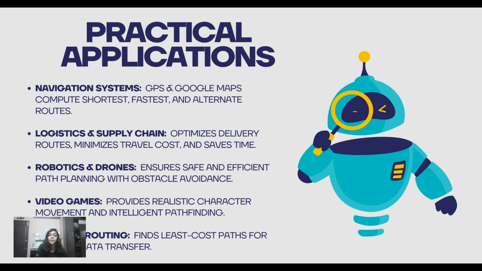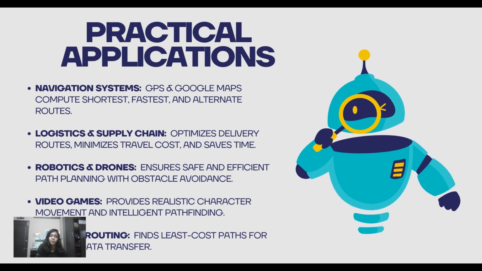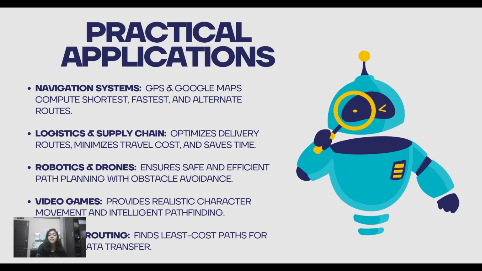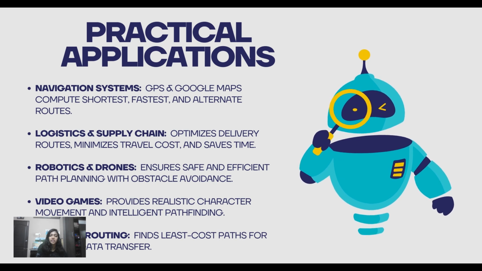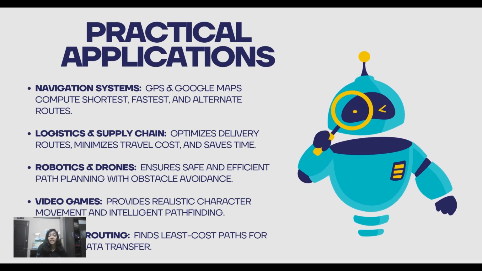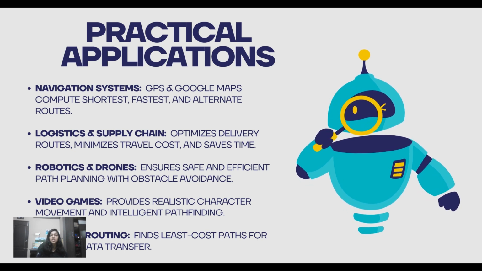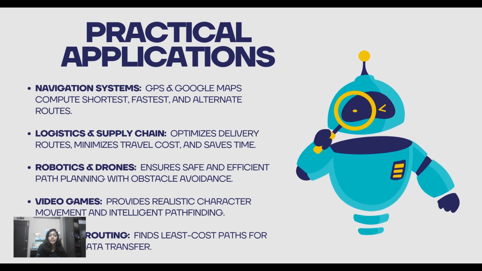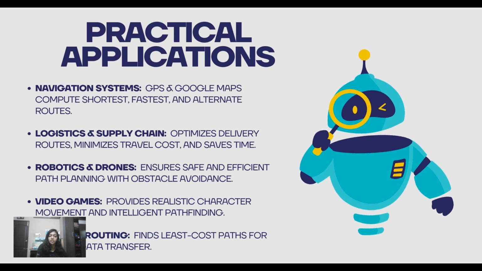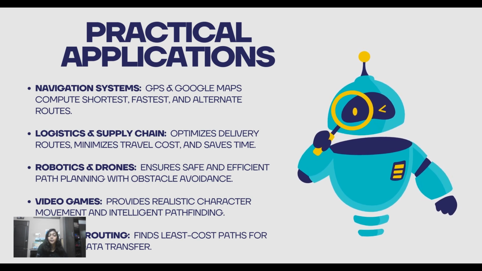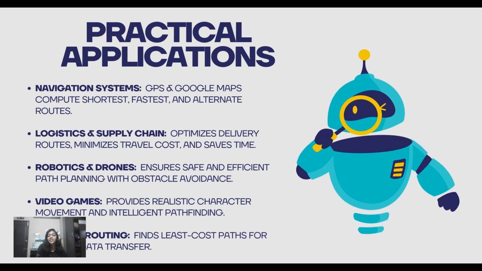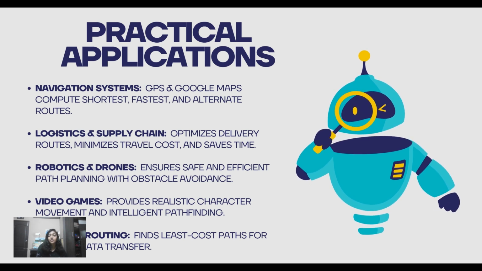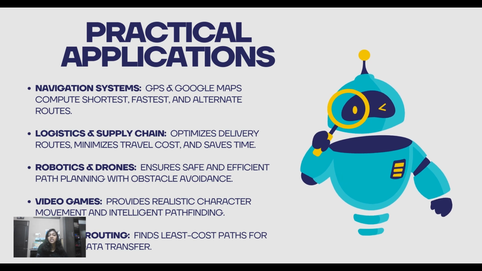Now we will look into the practical applications of the A star search algorithm. It is used in navigation systems like GPS and Google Maps to compute the shortest, fastest, and alternate routes. It is used in logistics and supply chain, where it optimizes the delivery routes, minimizes the travel cost, and saves time. It is used in robotics and drones to ensure safe and efficient path planning with obstacle avoidance. It is used in video games and provides realistic character movement and intelligent pathfinding. Finally, it is used in network routing, where it finds the least cost path for efficient transfer of data.